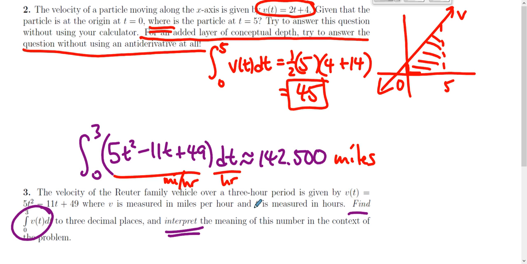So when we explain this on final exam or whatnot, we use units to refer to what the answer represents, and then we put it in context. So over this 3-hour period, the Reuter family vehicle traveled 142.500 miles. And that's how we say it. Okay, these are the sorts of things that I expect us to be able to do with respect to net change. Hope they are helpful.